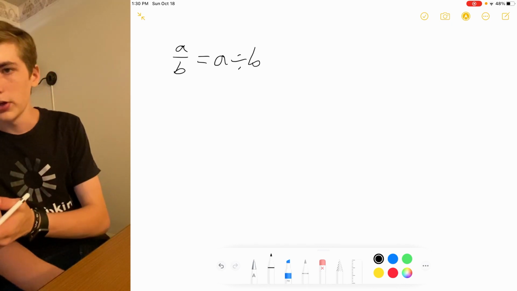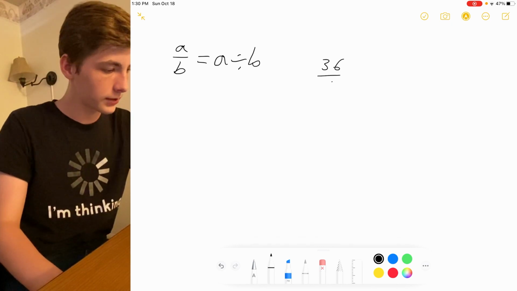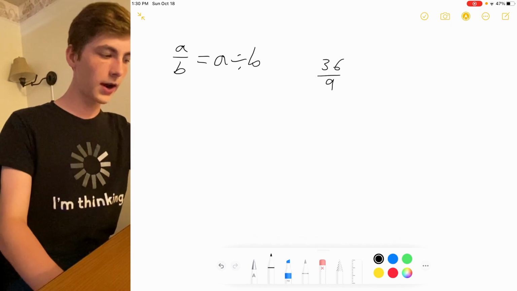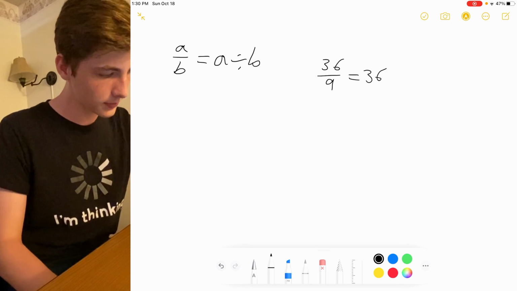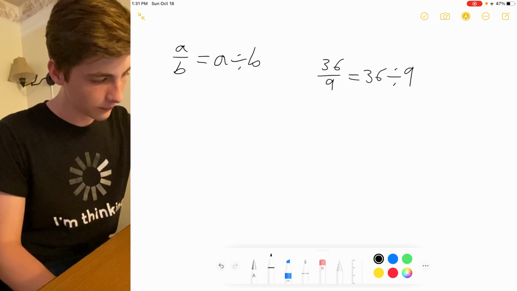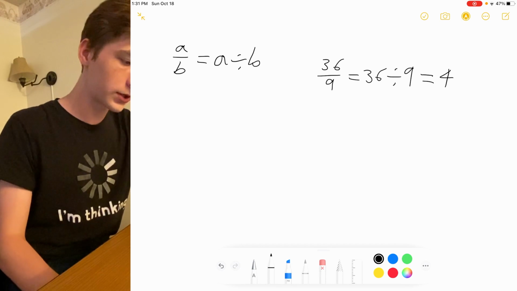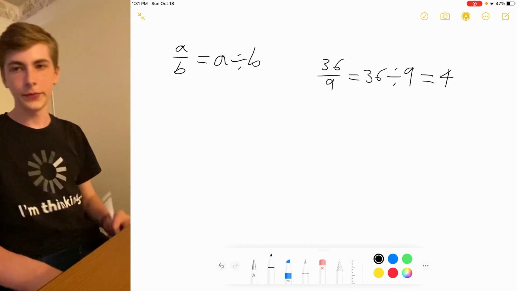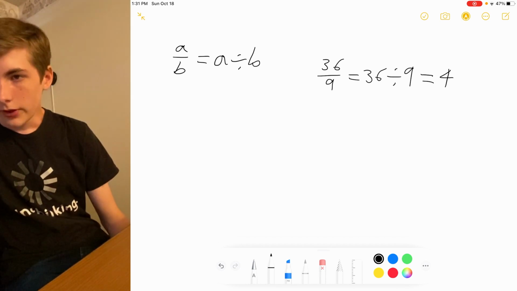So for example, we could write 36 over 9. This is a fraction. It's the exact same thing as saying 36 divided by 9, which is equal to 4. Okay, so that's the first thing.